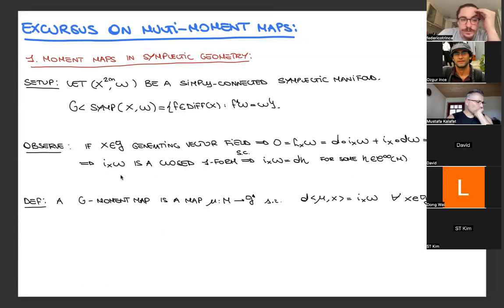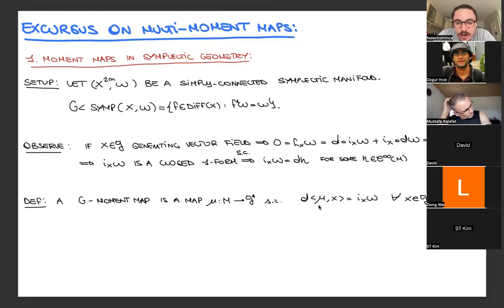Or in other words, i_X ω is a closed one-form. And so, as we assume that my symplectic manifold is simply connected, it's the derivative of some function η. So more generally, we can then define the moment map. The moment map is a map from my symplectic manifold into the dual of the Lie algebra 𝔤 of my Lie group, which is defined by the condition just above.